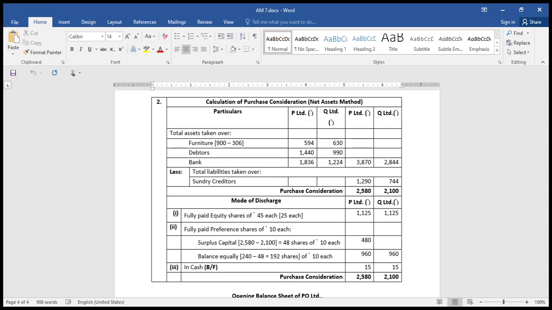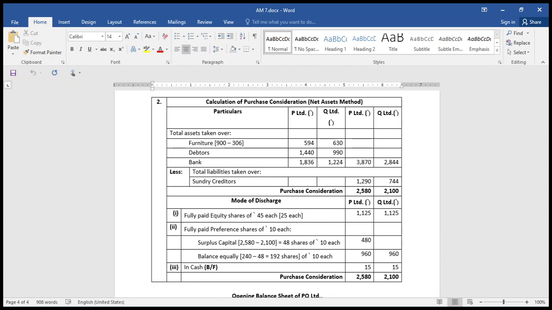P Limited has surplus purchase consideration, 2580, Q Limited 2100. What is the surplus capital of P Limited? 2580 minus 2100. So we have 480 rupees as surplus capital. This 480 rupees surplus capital of P Limited should be settled through the issue of preference shares.